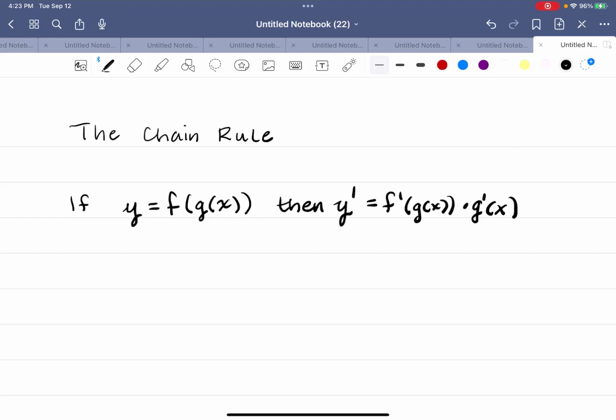The chain rule. If y is a composite function, f of g of x, then the derivative y prime is f prime of g of x times g prime of x. So whenever you have a composite function, you take the derivative of the whole thing, and then you chain on the derivative of the inside.